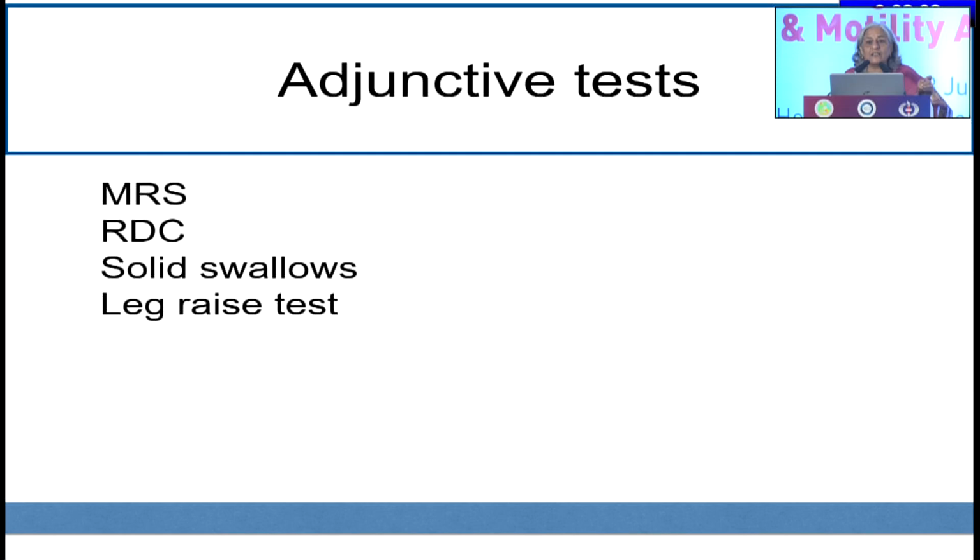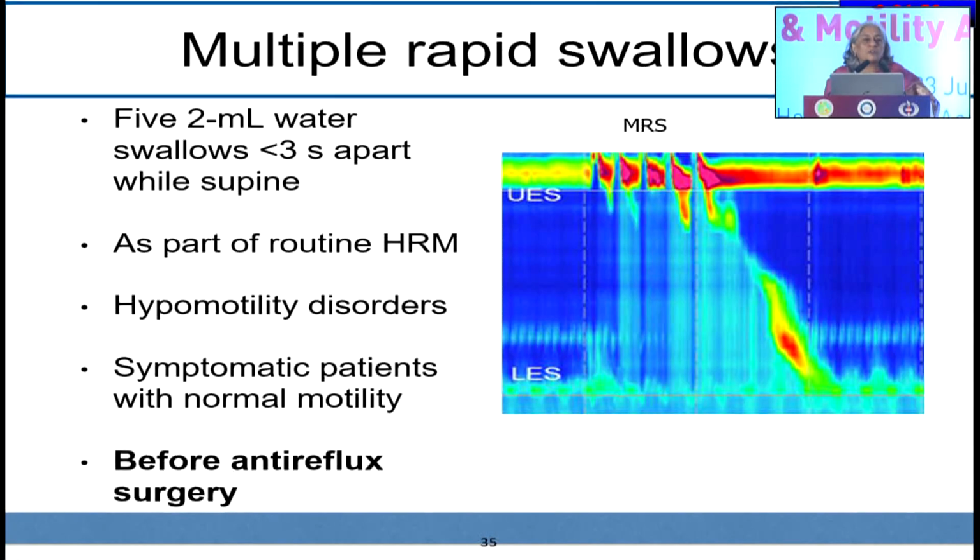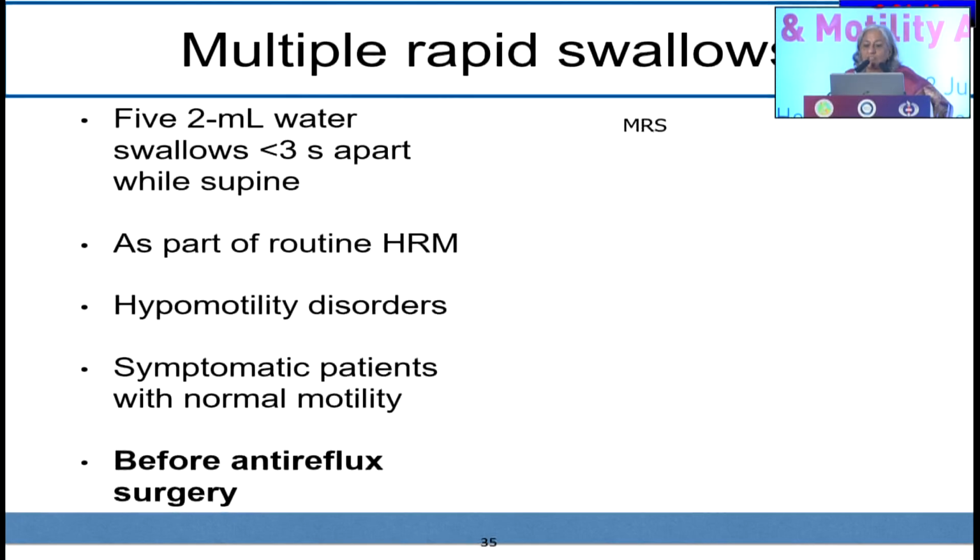So what are the adjunctive tests? Dr. Hebart did mention some of these. Do a multiple rapid swallow. So what is a multiple rapid swallow? Ask these patients to have multiple swallows, 2 ml, very rapidly, a total of 5 multiple rapid swallows. This is usually done in hypermotility disorders prior to anti-reflux surgery to check whether there is a peristaltic reserve.